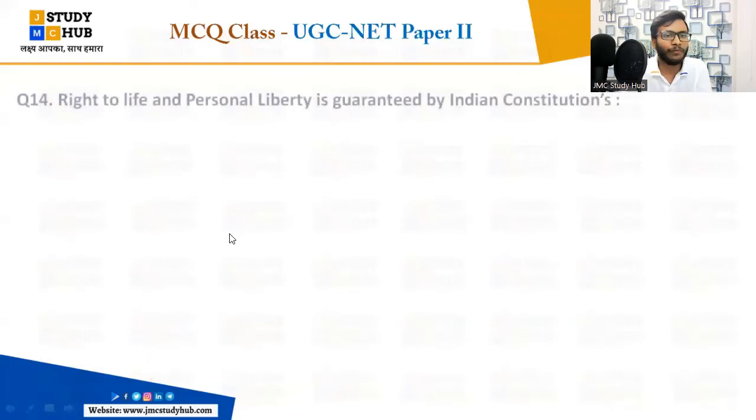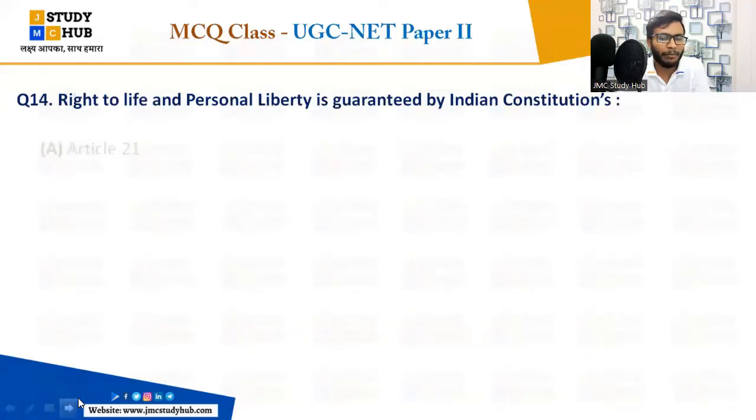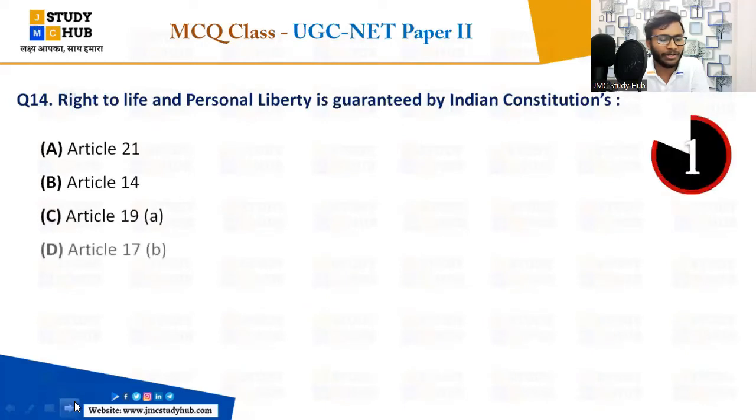Question number 14: Right to life and personal liberty is guaranteed by the Indian Constitution under which of these: Article 21, Article 14, Article 19A, and Article 17B. Everybody, what will be the answer here? Everybody will answer.